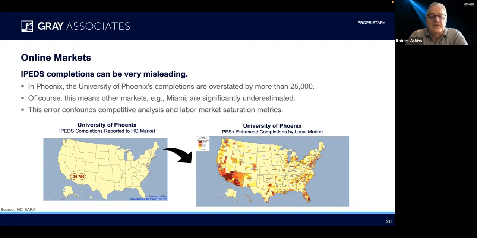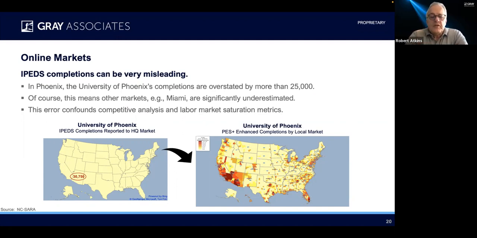And what IPEDS does is there are all kinds of data in there reported by colleges by rule. If you collect Title IV funds, you have to file on IPEDS. One of the things that's filed is completions by academic program. So you can see what your competitors are up to and how many students are graduating from a program. Unfortunately, you can't see enrollment. And also, unfortunately, online students are reported in the headquarters location of the institution, not in the markets in which those students live and study.